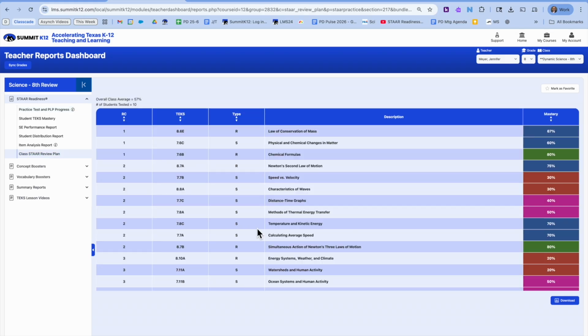The Class STAAR Review Plan shows you all the standards that were tested on the test and what the percentage mastery was for that class period. You could change class periods up here in the right pull-down menu.